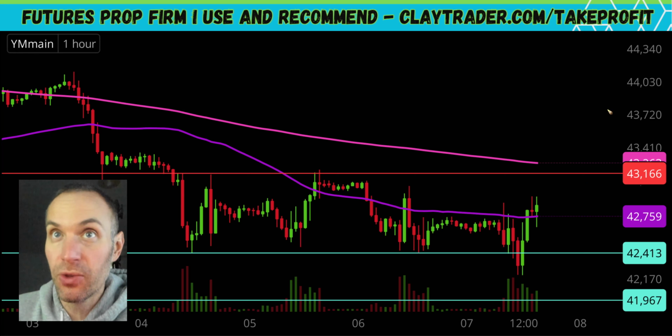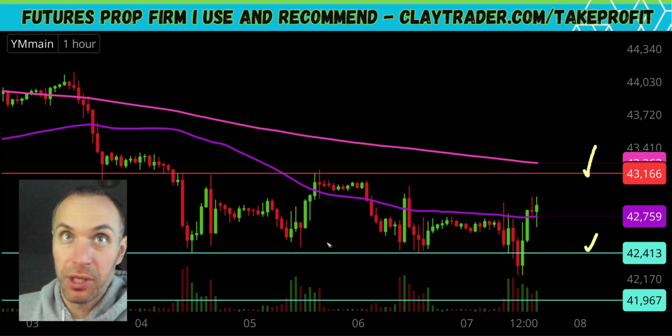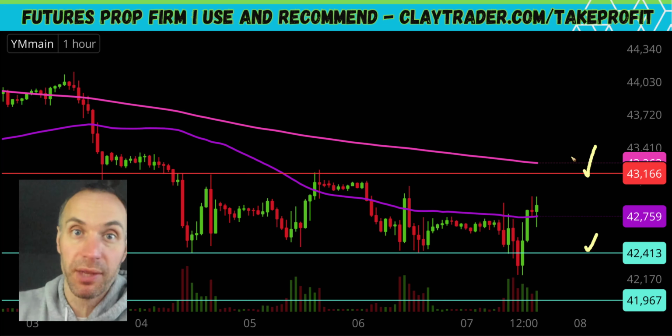So moving into the next sessions, 42.415 is a key level of support, and 43.165 is a key level of resistance at the top of the channel. So still just a lot of choppiness back and forth within the channel.